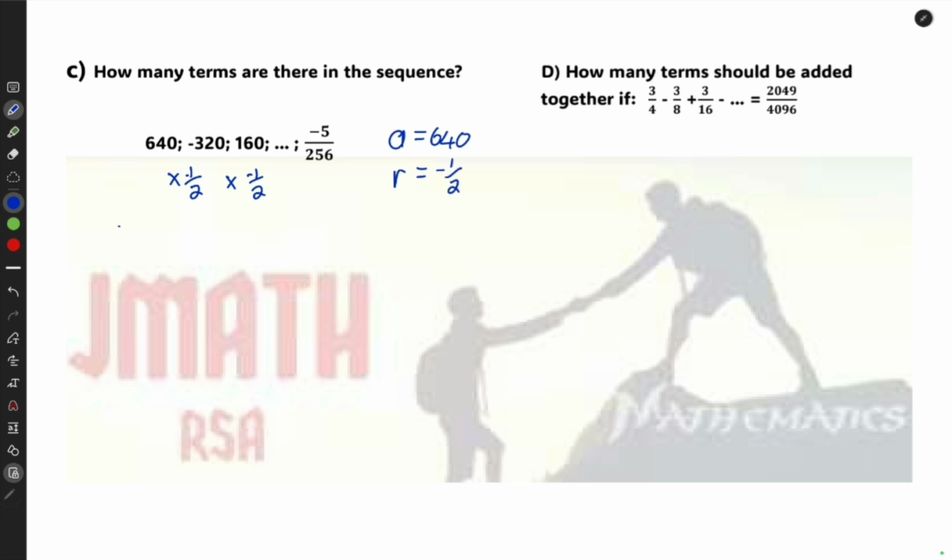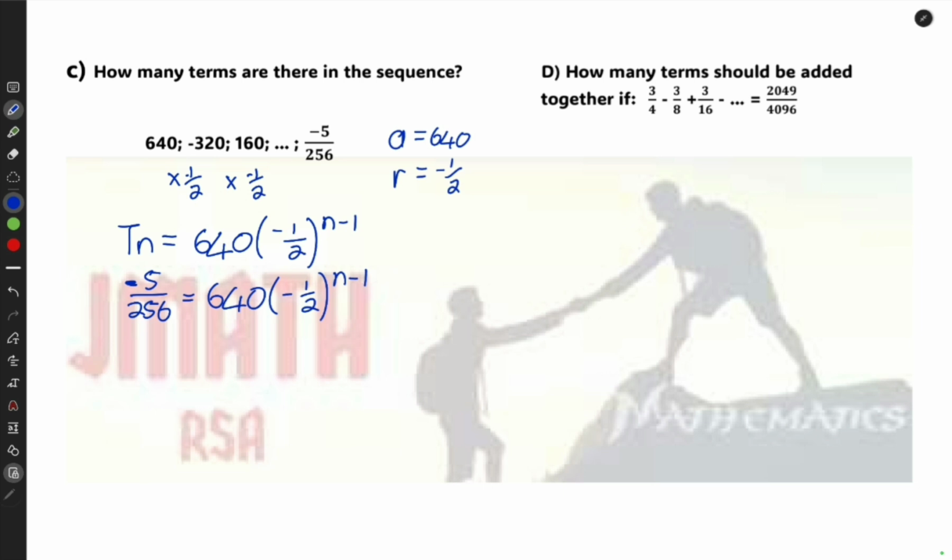So I'm going to go for Tn is equal to A times R to the power n minus 1. They gave me the value of the last term, so I can just put that in there. 640 times minus a half to the power n minus 1. And now I can just divide both sides by 640. And then my answer would be minus 1 over 32768 is equal to minus a half to the power n minus 1.